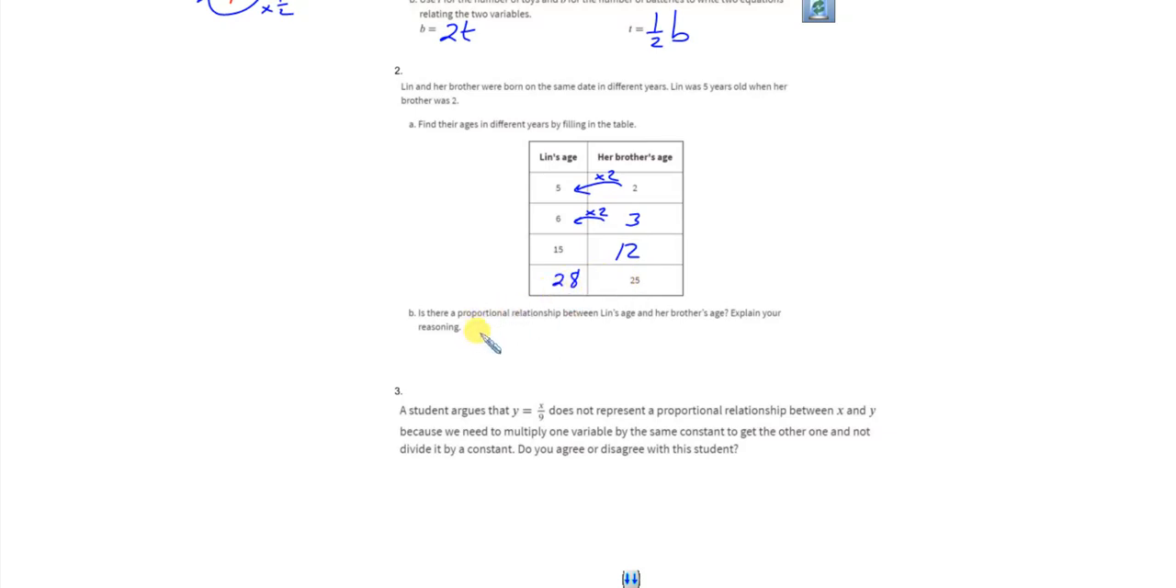So we know that this is a proportional relationship? No, because there is no constant. There is no constant of proportionality. So that will be what you write there for that answer.